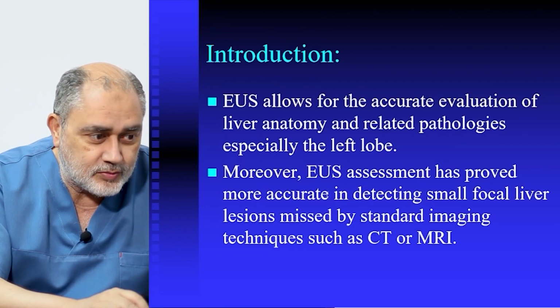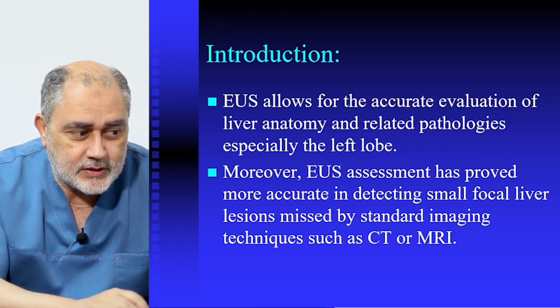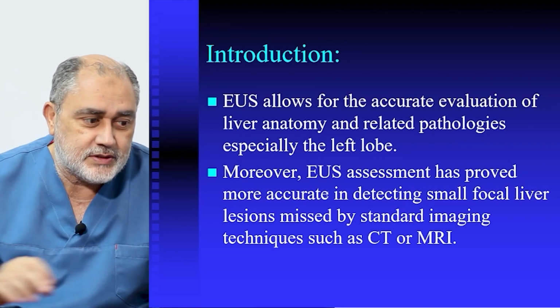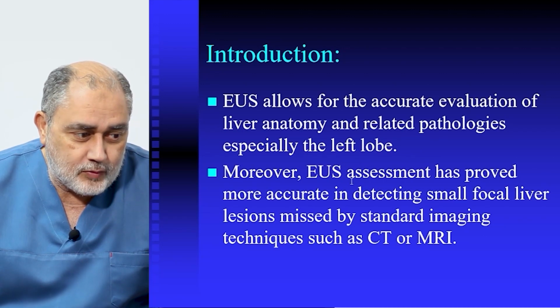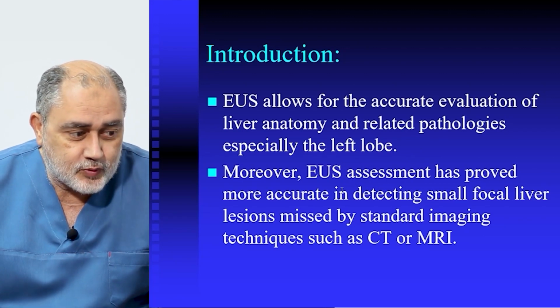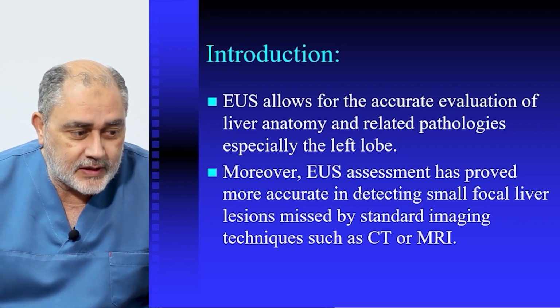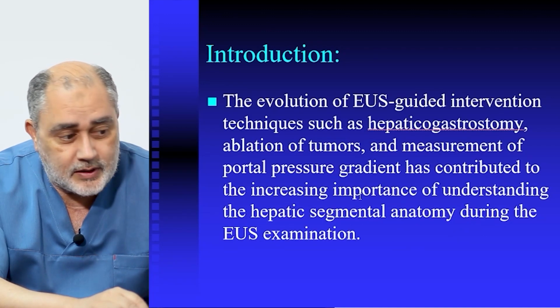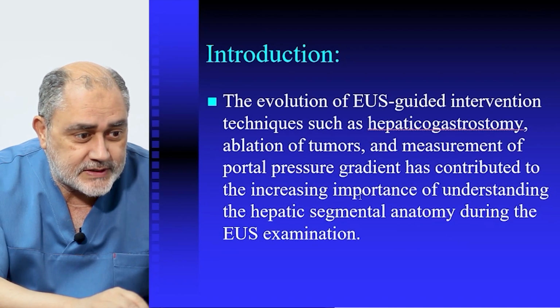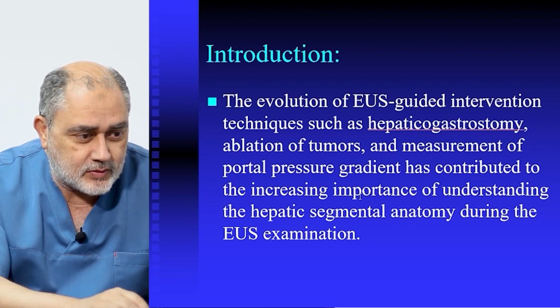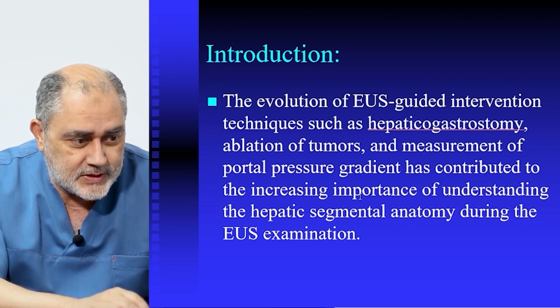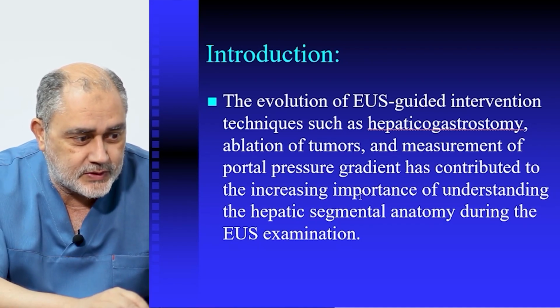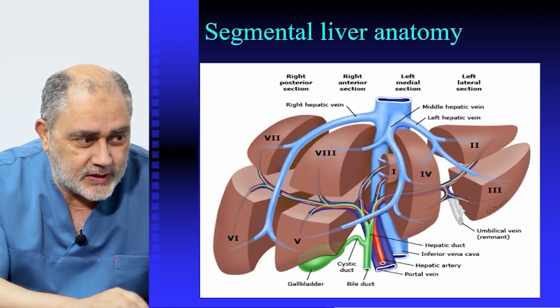of segmental liver anatomy. EUS allows for the accurate evaluation of liver anatomy and related pathologies, especially the left lobe. Moreover, EUS assessment has proved more accurate in detecting small focal liver lesions missed by standard imaging techniques such as CT and MRI. The evolution of EUS-guided interventional techniques such as hepaticogastrostomy, ablation of tumors, and measurement of portal pressure gradient has attributed to the increasing importance of understanding the hepatic segmental anatomy during the EUS examination.